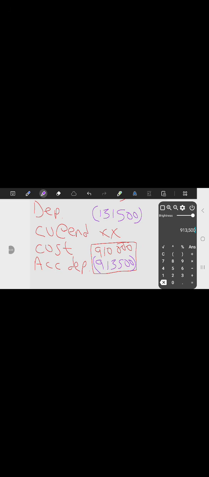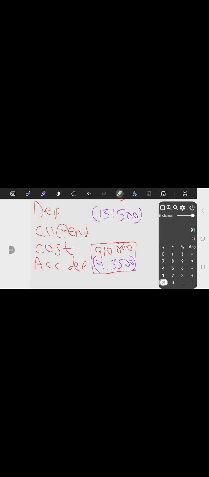913,500. And then now let's get our carrying value at the end, which is the cost at the end minus accumulated depreciation at the end is going to give us our carrying value at the end of the year.